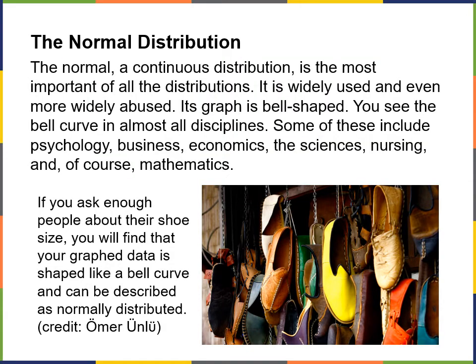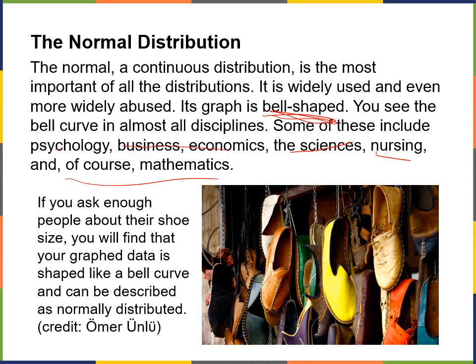Something to understand with a normal continuous probability distribution, it's probably the most important one of all. Remember, normal means that we're bell-shaped, okay? So we have this bell-shaped distribution. We still see this bell-shaped distribution really all over the place, which is why this is one of the most widely used ones. When it comes to uniform or exponential distributions, they don't occur as often and in as many places as the bell. Psychology, business, economics, science, nursing, math. These all are places where the bell curve really comes into play.